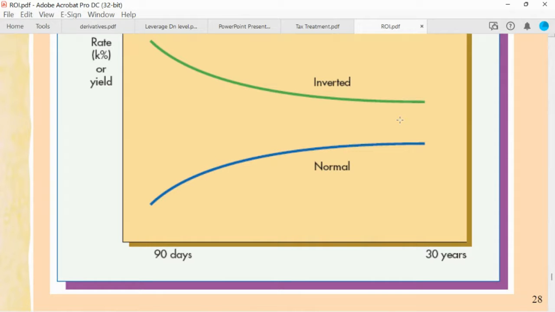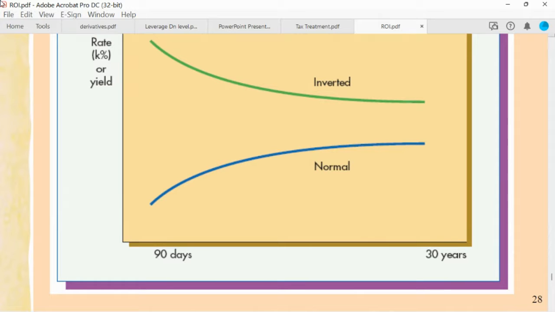There will be a massive buy. Massive buy would push up the price. If the price goes up, return goes down, right? That's why it will display an inverted yield curve. So inverted yield curve is a signal for impending recession.